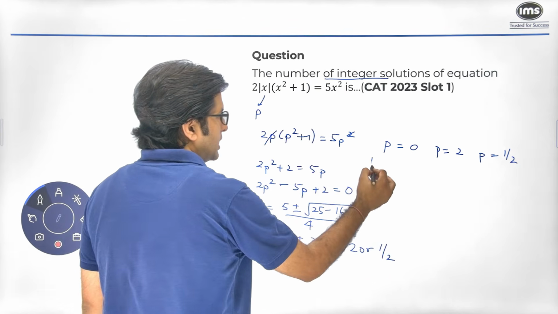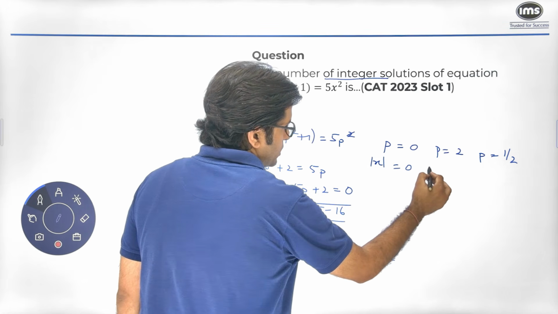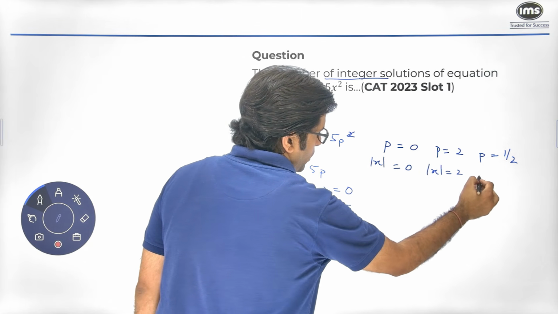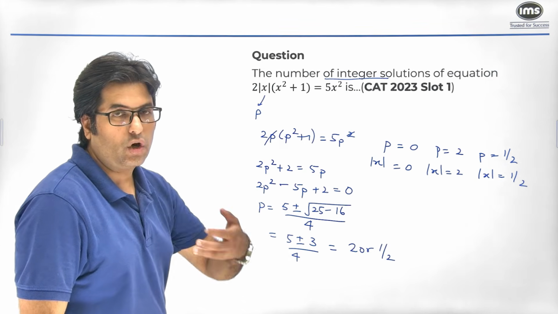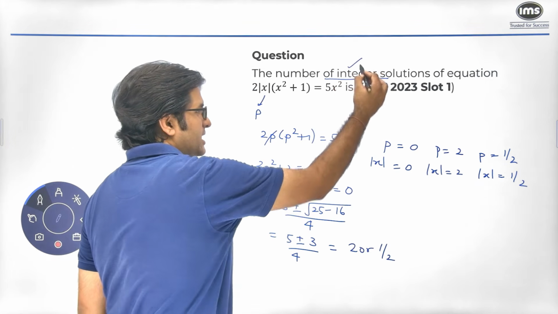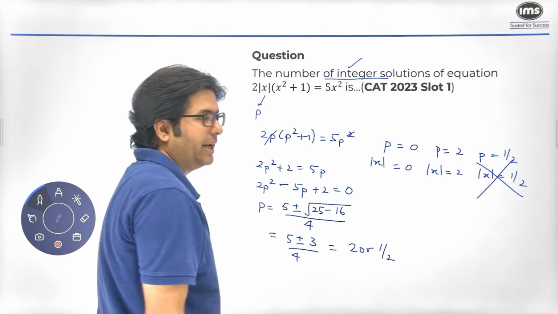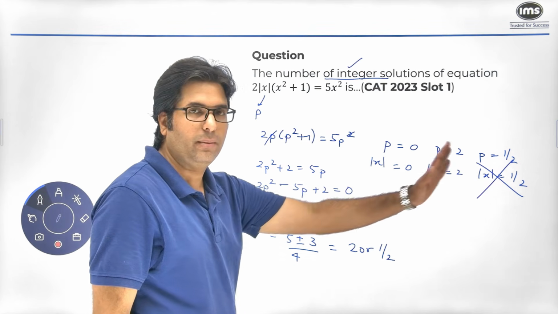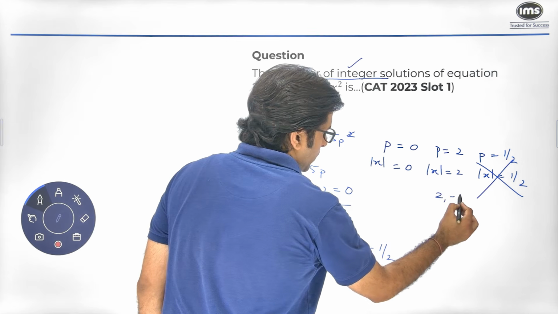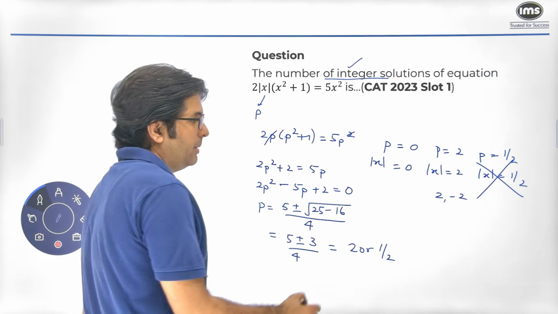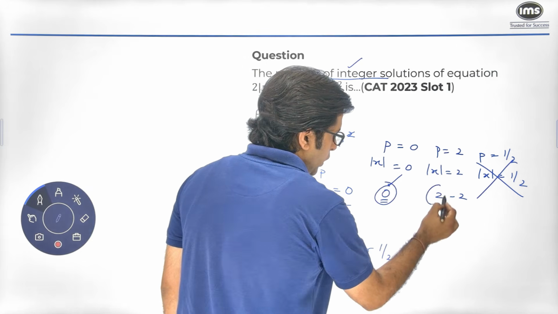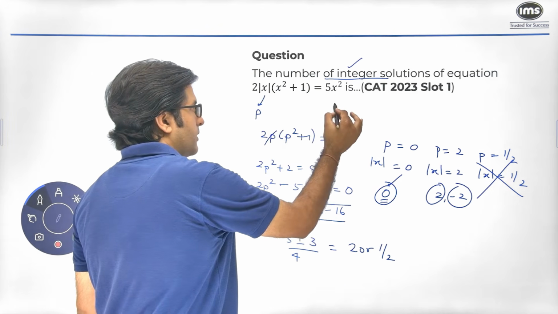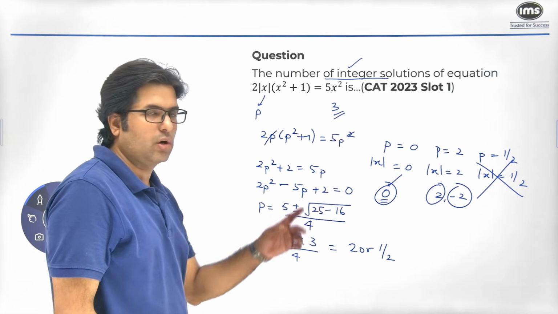Now remember, p was nothing but mod x. So mod x equal to 0, mod x is equal to 2, and mod x is equal to 1 by 2. Are we asked solutions or integer solutions? We are asked integer solutions. So this is automatically rejected because we are going to get 1 by 2 and minus 1 by 2. Here we'll get two possible answers, 2 and minus 2. And the only answer that we'll get from here is 0. So this is 1, 2 and 3. The correct answer for this theta based question, CAT 23 slot 1, was 3.